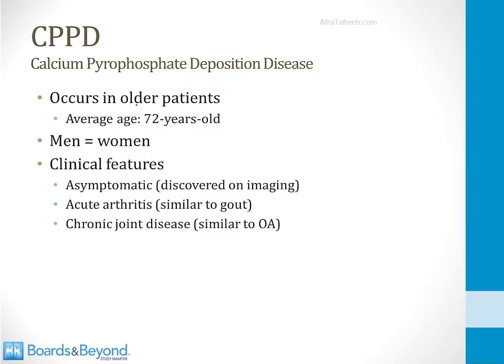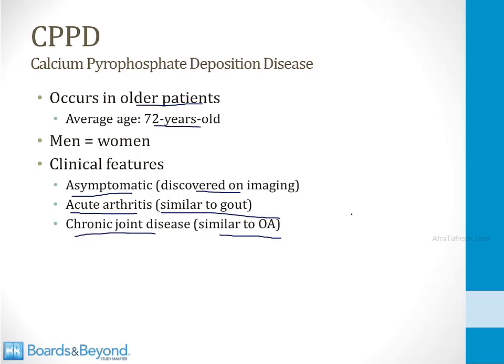This is a disorder of older patients. The average age of onset is 72 years old. It occurs in men and women with equal frequency. And there are basically three clinical patterns of CPPD. Many patients are asymptomatic, and the disorder is discovered on routine imaging. There is a variant of CPPD where patients develop an acute arthritis. This is similar to gout. And then finally, many patients with CPPD develop chronic joint disease similar to osteoarthritis.